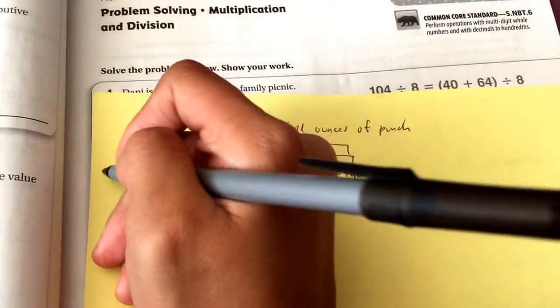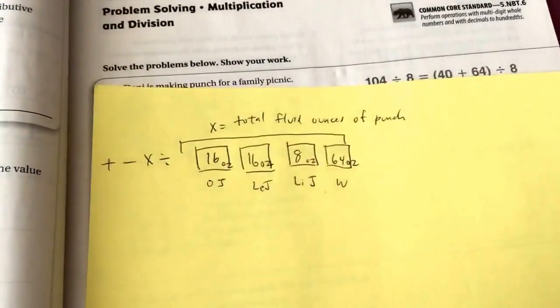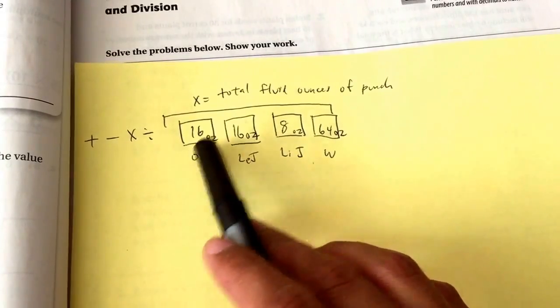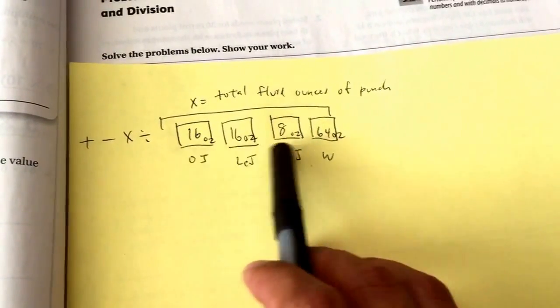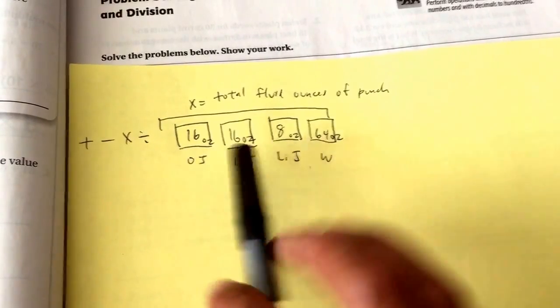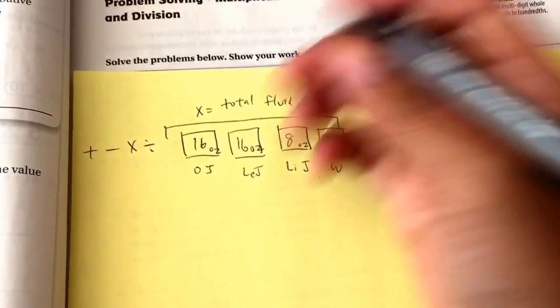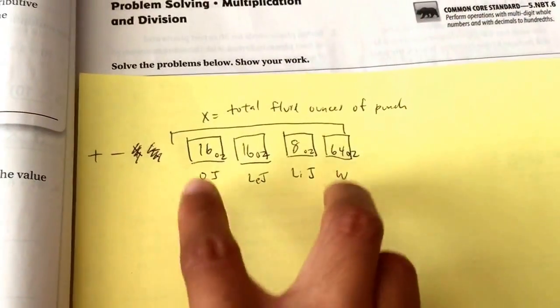Here are our options. We could either add, subtract, multiply, or divide these numbers. Well, let's think about it. First off, we have the numbers 16, 16, 8, and 64. Because we have four different numbers, nothing is really quite repeating. These two are repeating to some extent, but for the most part, we're probably not going to multiply and divide because there aren't numbers that are repeating.